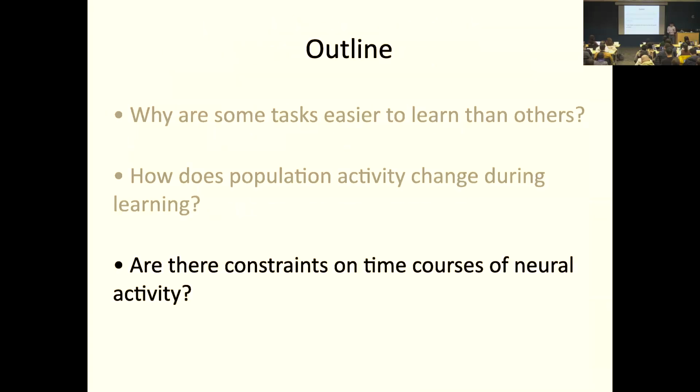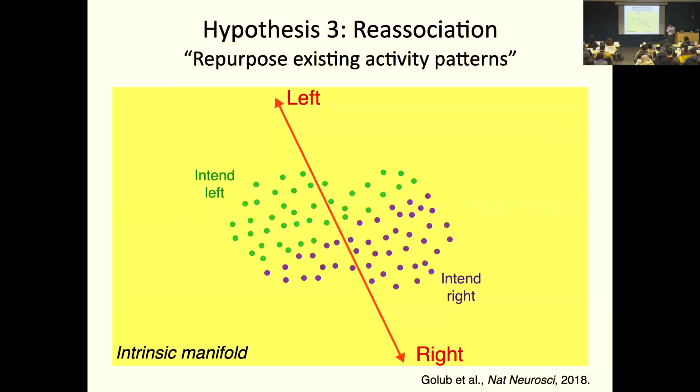Hypothesis 3 was called reassociation. You can think about this as repurposing or recycling existing population activity patterns. Here all I've done is recolor the points, where the points that are more in this direction are now colored green, and the points that are more down here are colored purple. Through various tests and looking at the data in all sorts of different ways, hypothesis 3 came out the clear winner. And remember that this is learning on the timescale of 1 to 2 hours.